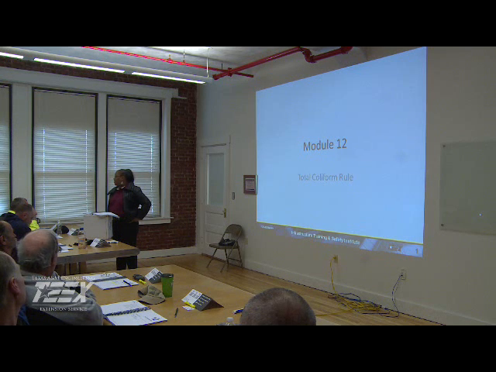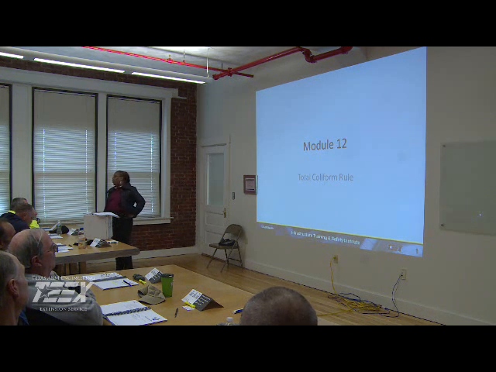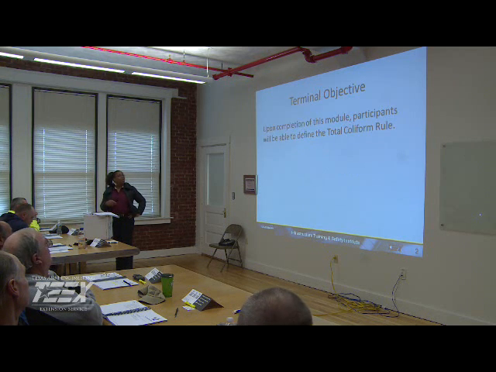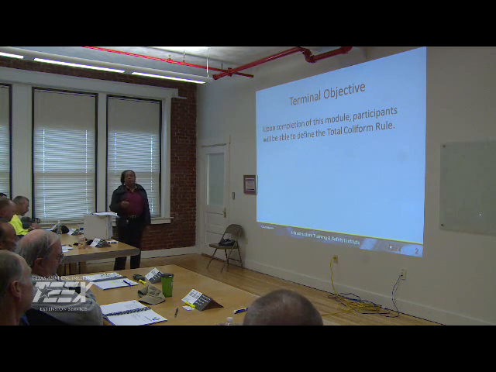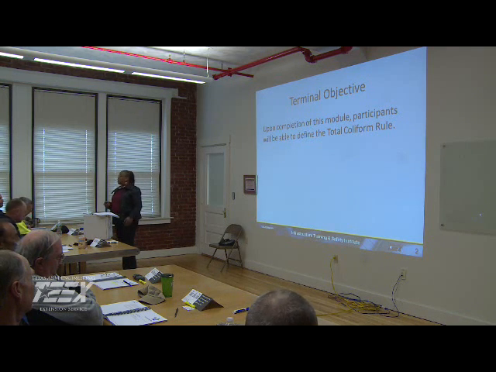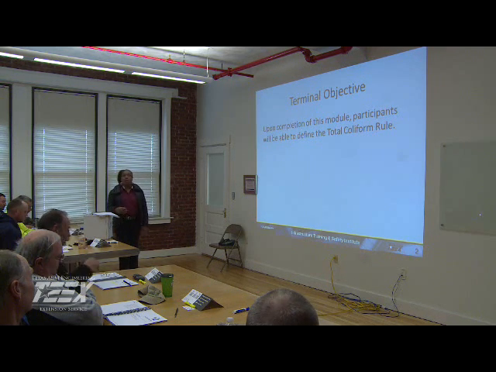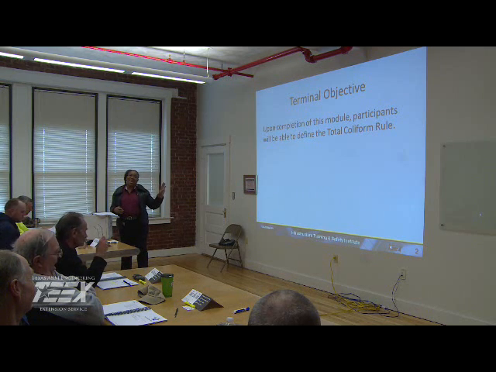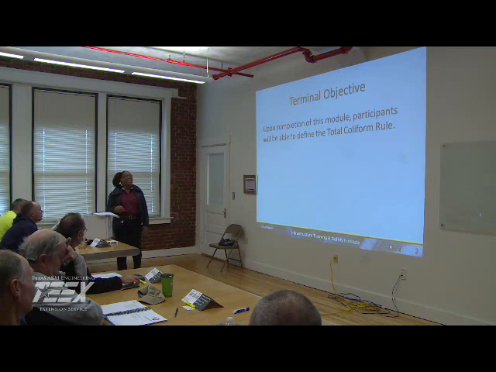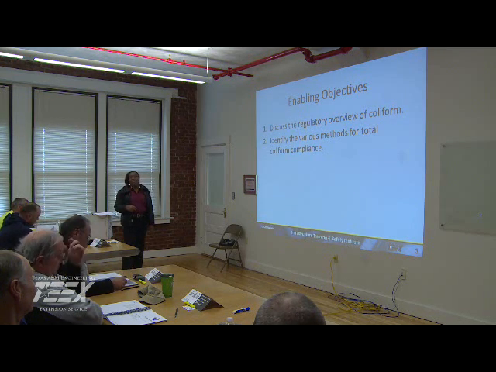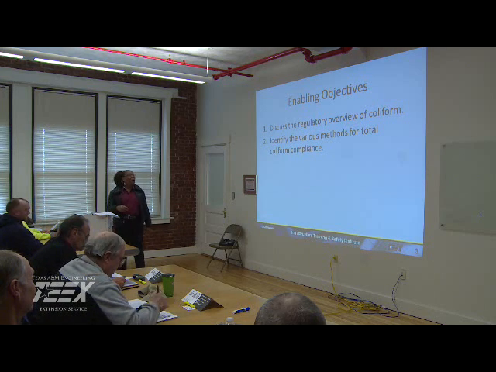Okay. Excellent. Well, the total coliform rule, I should go through the terminal objectives and enabling objectives first. This is module 12, and we should be able to talk a little more about the total coliform rule, define what's in it, and what happens if those samples come back positive. What steps are we now bound to take? So we'll discuss that. We're going to look at the regulatory overview of the coliform rule, as well as identify various methods for total coliform compliance.